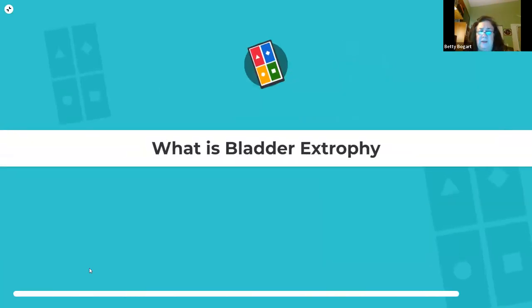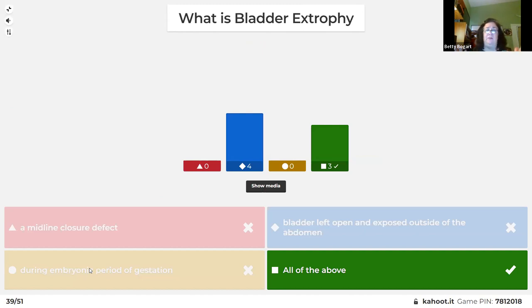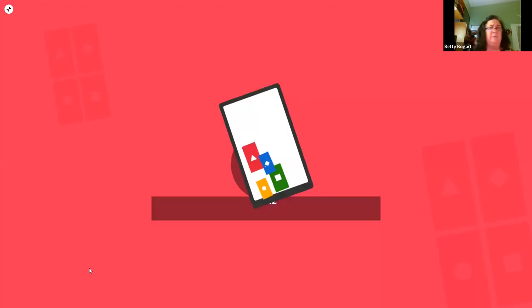What is bladder exstrophy? You know that one, Kim. This is when the bladder is born on the outside because of this midline closure problem. It's during embryonic development, while the baby's forming, that this occurs. And again, the bladder works. We just got to get it put back in and we need to prevent infection until we get it put back and sealed back up.